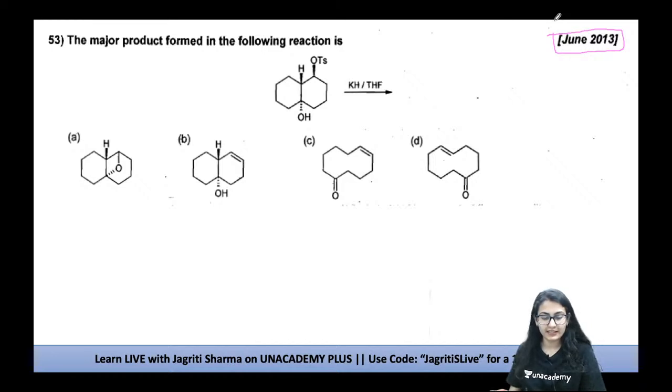Yes, definitely it is. But what is the correct answer, Vilas? Exactly, it is the push-pull mechanism. Are you able to see that this is a trans decalin system? The OH is below and the H is above.